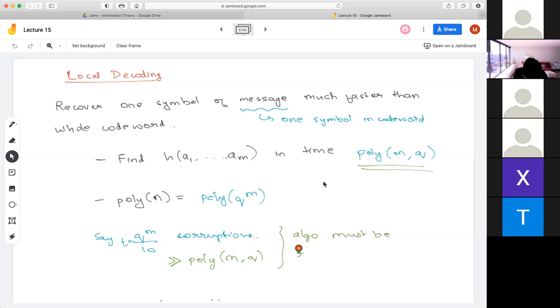This is a little different from how we defined encoders and decoders in the channel coding setting, where we were decoding the entire code, and there we could think of a deterministic decoder, but here we need randomness. Any questions about this, about the task?